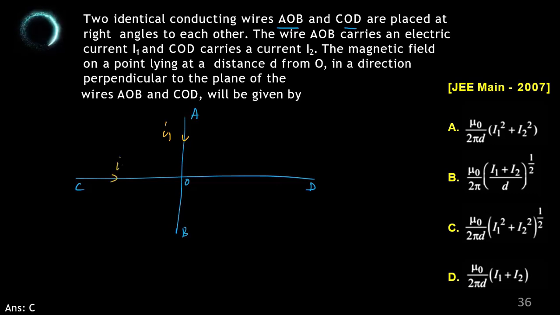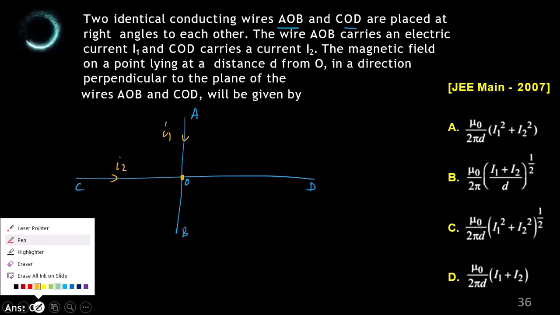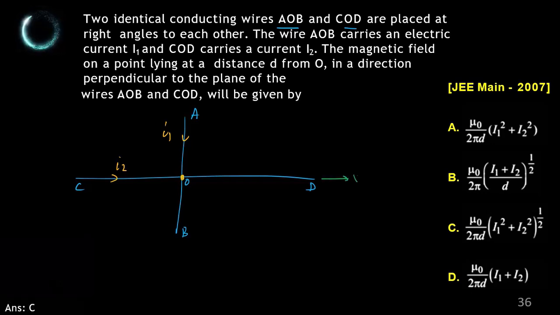Let us see the I2 current that is there. The magnetic field is at a point lying at a distance of D from O, in a direction perpendicular to the plane of the wires AOB and CO. That means, if I say the wire I2 is along the x-axis, and I1 is along the y-axis, then D is the point which has to be measured in the Z direction, because the Z axis is perpendicular to both the axes. So D is the distance of the point P from the point O, which is perpendicular to both.